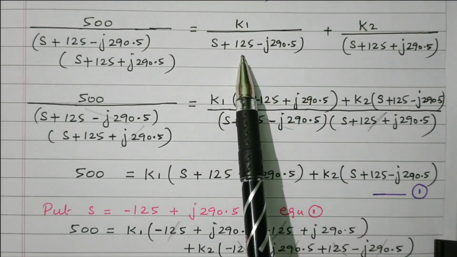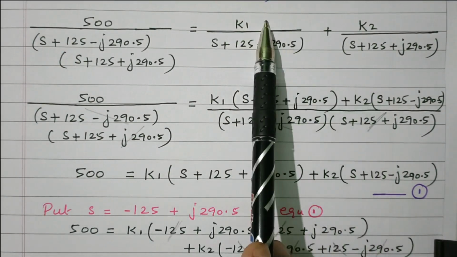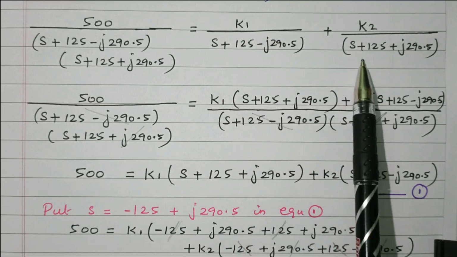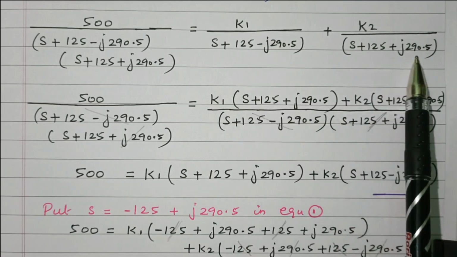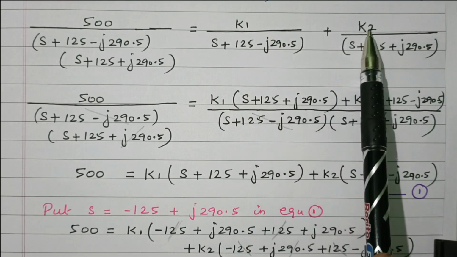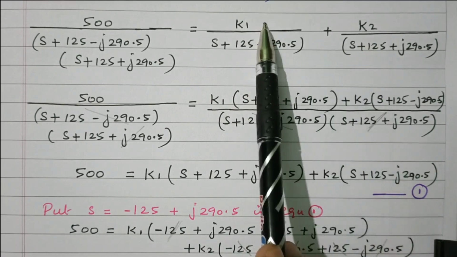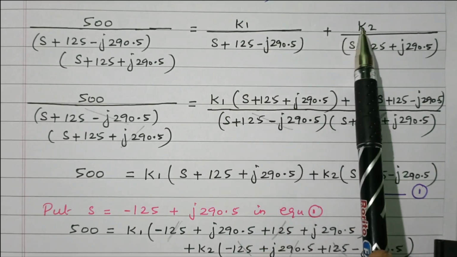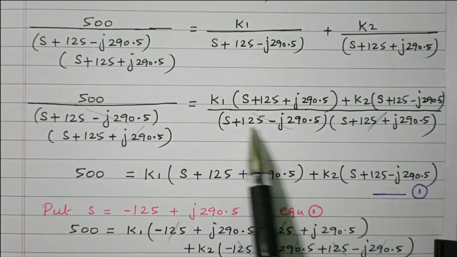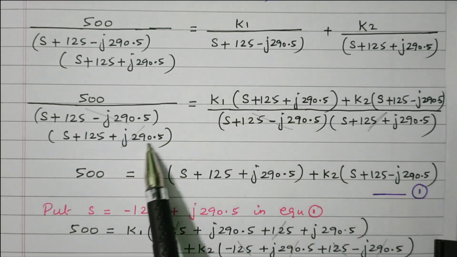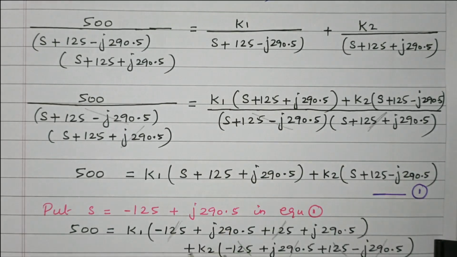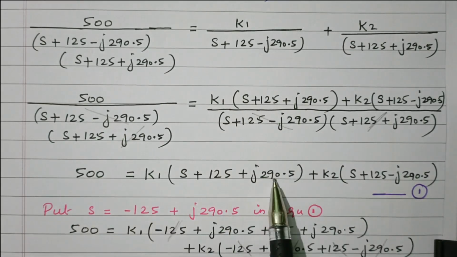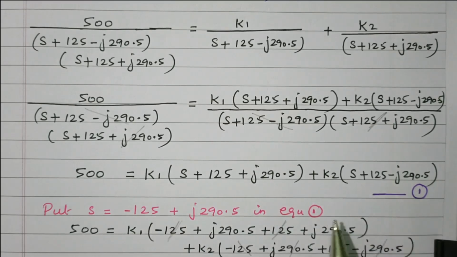Here this term is available, this term is not available, so it is multiplied here. Similarly here J plus 125 plus 290 is available, this term is not available, so it is multiplied here. So this term is multiplied with K1, and this term is multiplied with K2. Right. Now these two terms are available on both sides, so they got cancelled. So finally what we have is 500 equal to K1 into this term plus K2 into this term. Here plus, here plus minus. This is equation number 1.